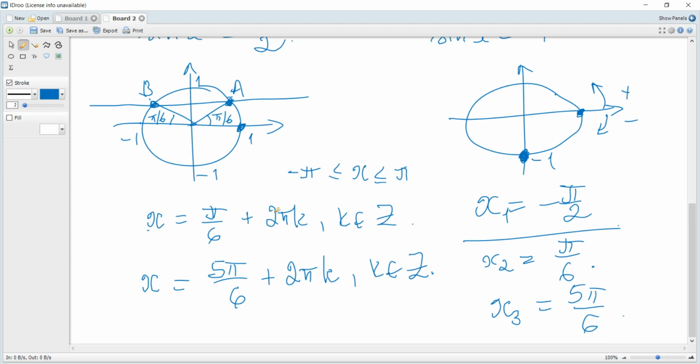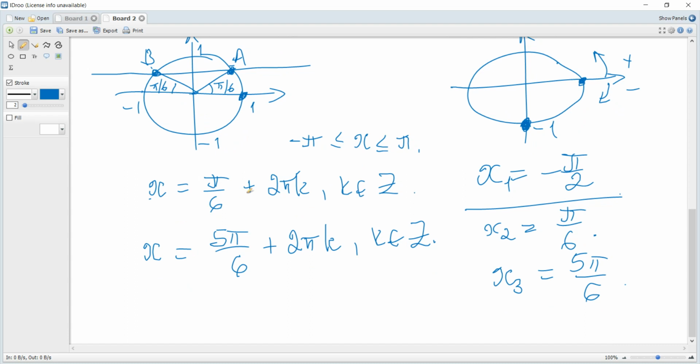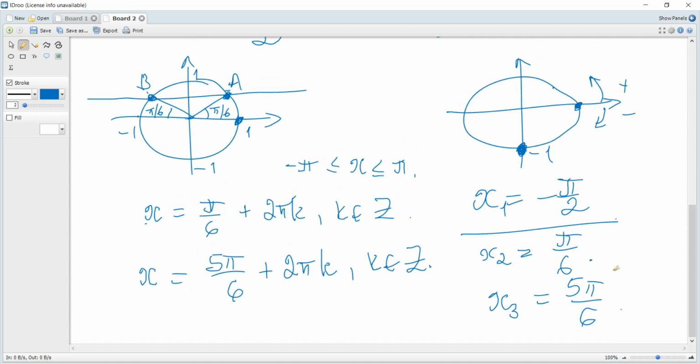Definitely for this problem it's not necessary to write the general solution. You may write just x is pi over 6 and x is 5 pi over 6. It's quite clear that from a given region there are such solutions. So there are 3 roots from a given region. And that's all for this question.